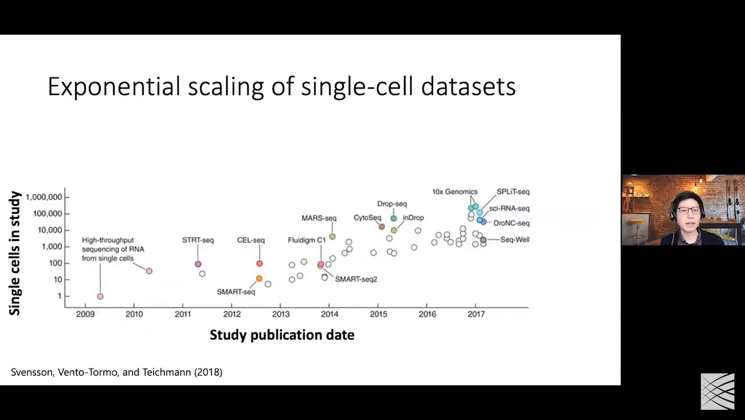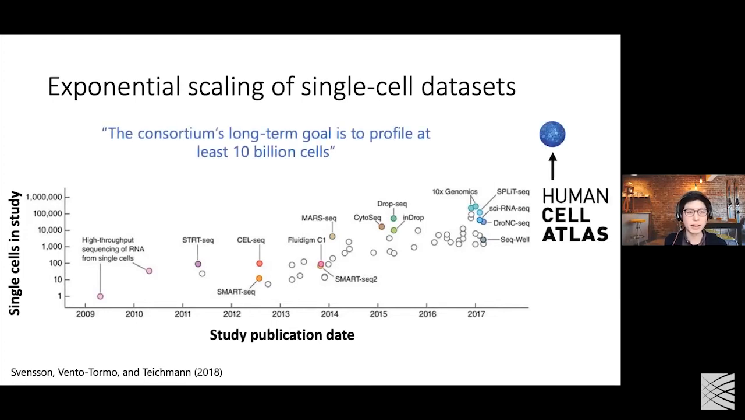So the motivation of this work is this figure, which I'm sure many of you have seen, which shows the remarkable exponential growth of single-cell data sets over the past decade. And now it is fairly common to see data sets with hundreds of thousands or millions of cells. And of course, there are ambitious data collection efforts like the Human Cell Atlas, which aims to collect 10 billion cells across diverse tissues. So the scale of these data sets is expected to continue to grow.